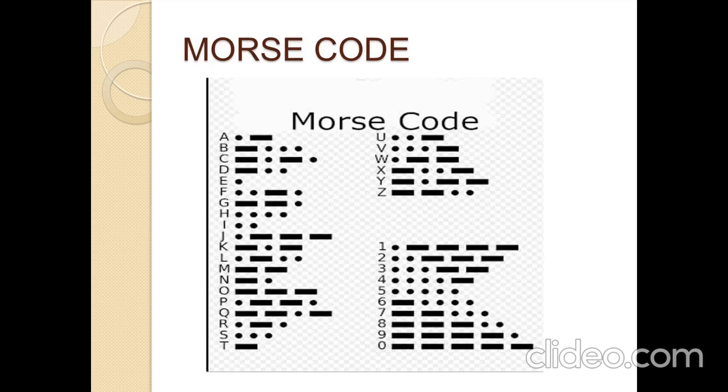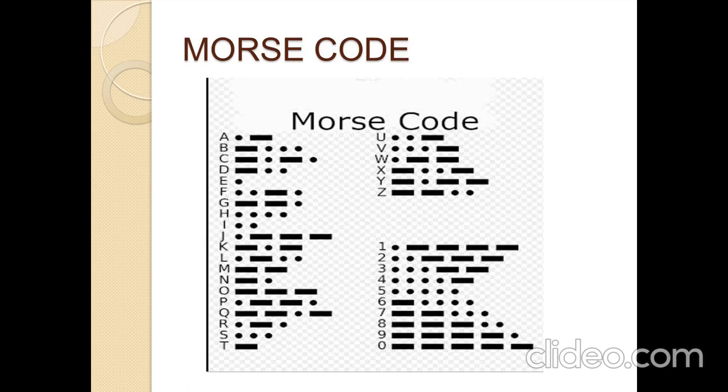Now you can see the Morse code for the alphabets as well as for the numbers. Now I said dot and dash. While pronouncing, the dot is pronounced as did and the dash is da. Now for A, we have to use did da. For B, da did. For C, da did. For D, da did. E, did.